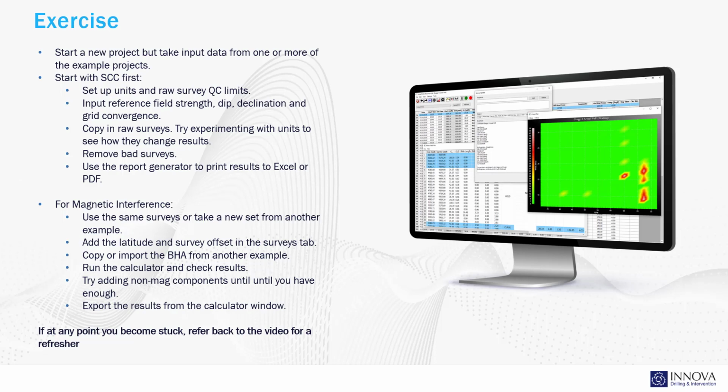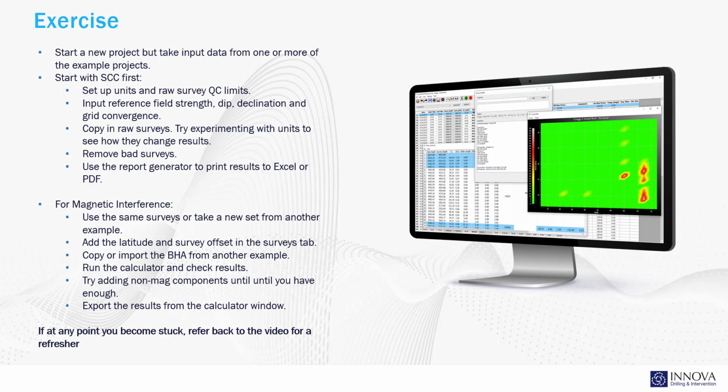So you can use those same raw surveys that you use for short collar correction if you want to, or you can take a new set from another example. Add the latitude and the survey offsets in the surveys tab, and then copy or import a BHA from another example. Run the calculator and see what results you get.